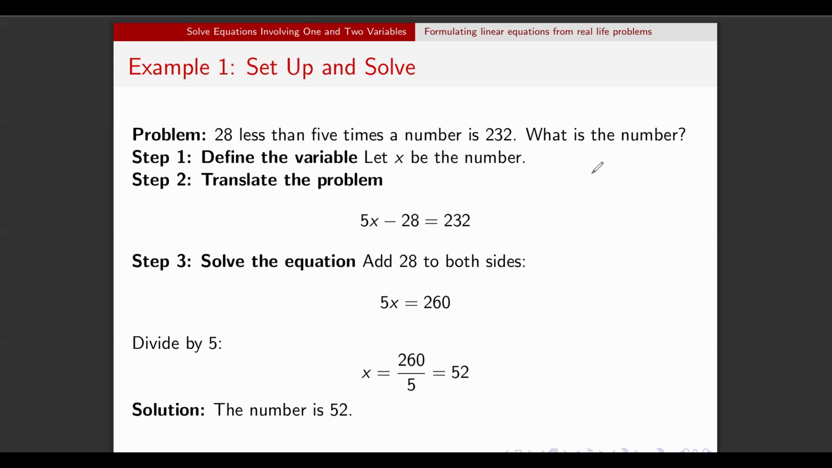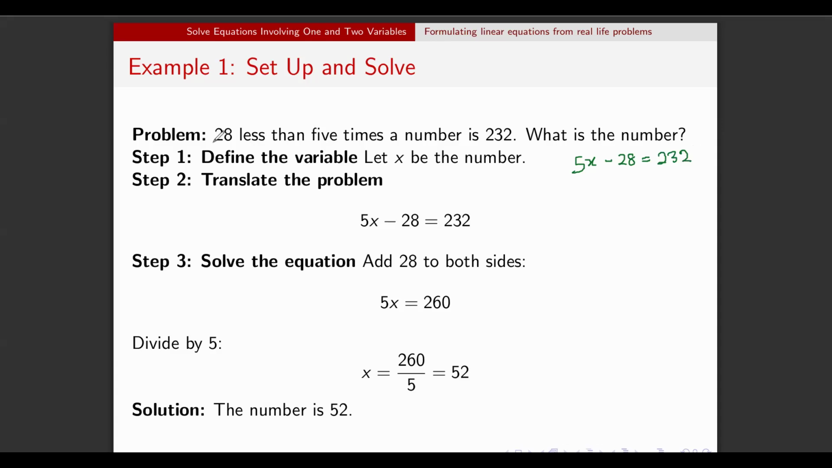So it says 28 less than 5 times a number. First of all, I write the number I don't know. And they said it's 5 times that number. And it is 28 less of it, so minus 28. "28 less than 5 times a number is" - "is" stands for equal to 232.